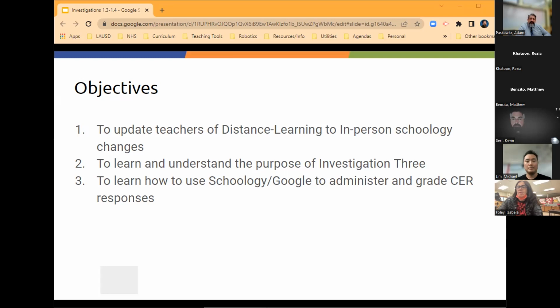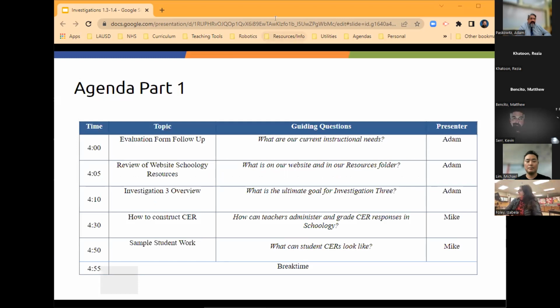I think a lot of people are probably familiar with the term, but just in case, CER stands for claim, evidence, reasoning, and it applies to a couple of different science and engineering practices. It's like explain phenomena from evidence, and it can also apply to the argumentation practice as well. So it's a good technique to use in science, and it's used in a lot of other subjects.